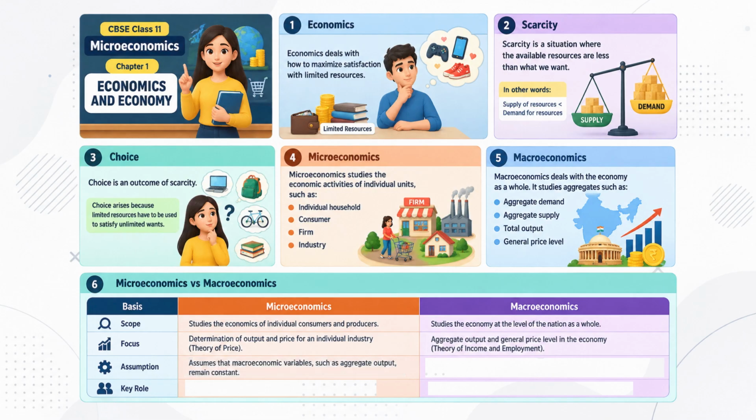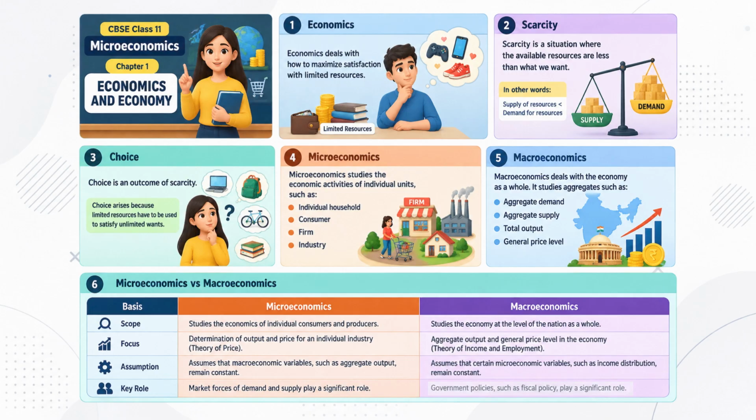Microeconomics generally assumes that macroeconomic variables, such as aggregate output, remain constant. Macroeconomics generally assumes that certain microeconomic variables, such as income distribution, remain constant. In microeconomics, market forces of demand and supply play a significant role. In macroeconomics, government policies, such as fiscal policy, play a significant role.